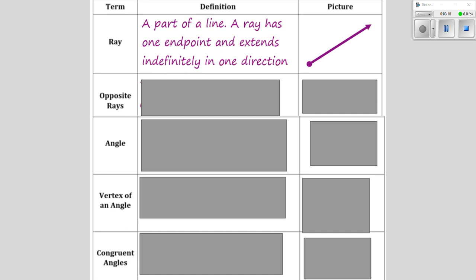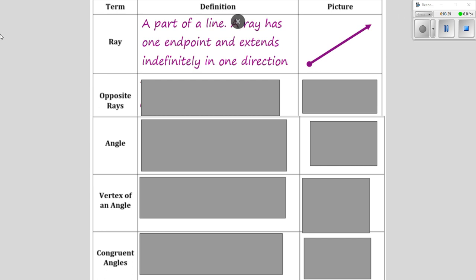And different from a line. A line has two arrowheads going in both directions. Think of a sun. The sun rays. You have a focal point, which is the sun, and then the light shining off from that focal point. Just like you do with the ray, you have an endpoint, and then the ray just shoots off from that endpoint.